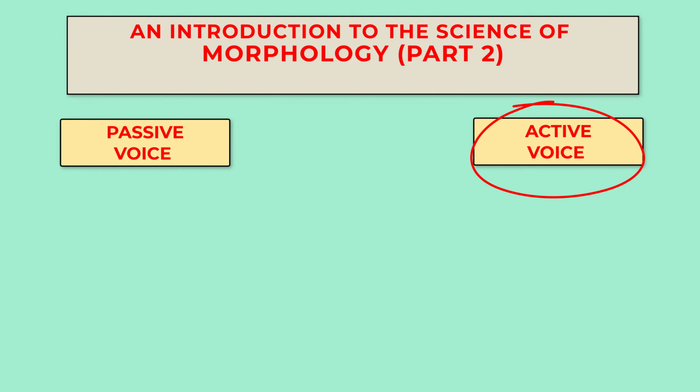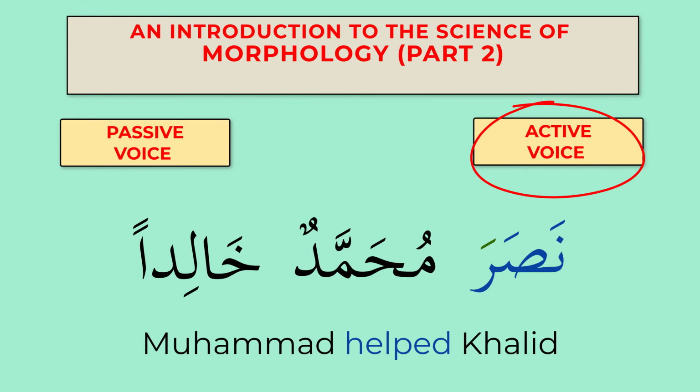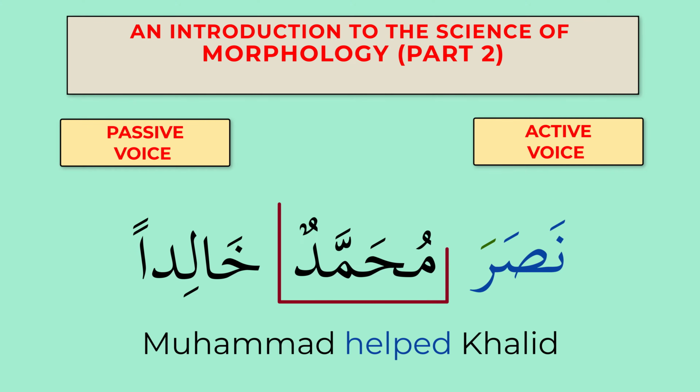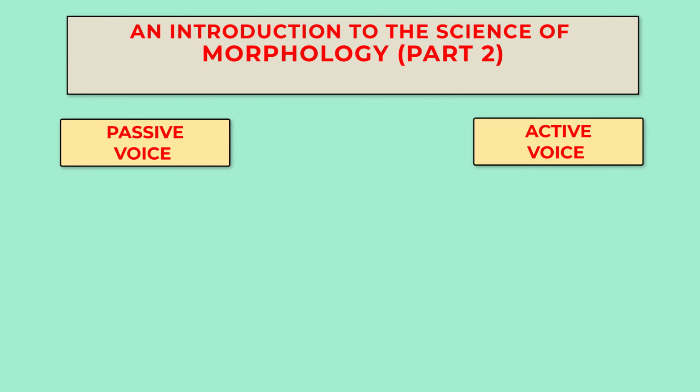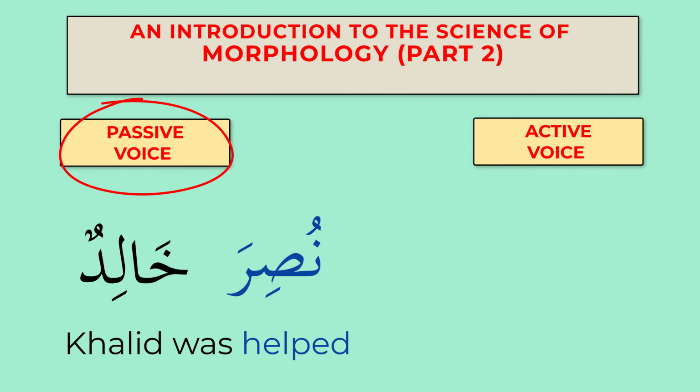So what is the active voice? It's when the doer of the action, the one who is performing the action, in this case Muhammad, is actually mentioned. So Muhammad helped Khalid. When we look at the passive voice, we take the doer out. Not that there is no doer, but that the doer is not mentioned.